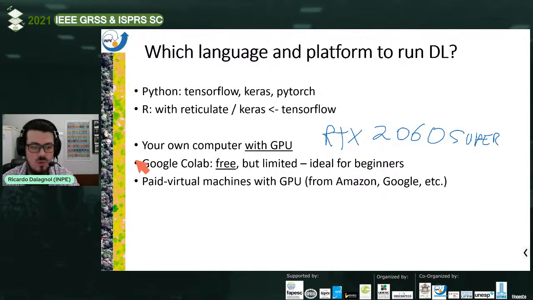Or you can run for free in Google Colab. That's what we did with the MNIST. We ran that MNIST dataset in a GPU environment for free. I put here that it's ideal for beginners because it will not allow you to run very big models, as it has some time constraints, and also it's limited on memory, on hard drive, and all of that. But it's good to begin.